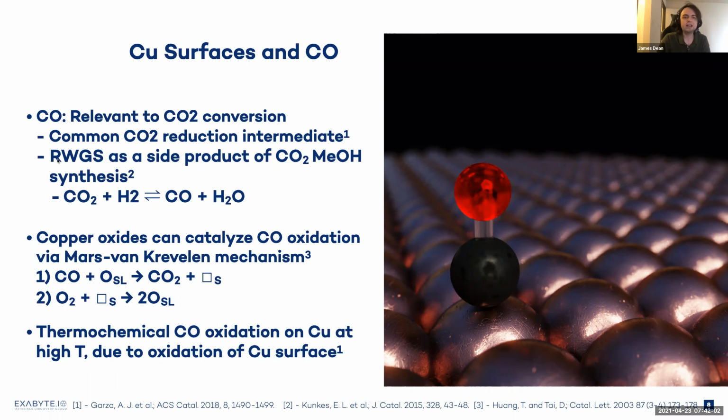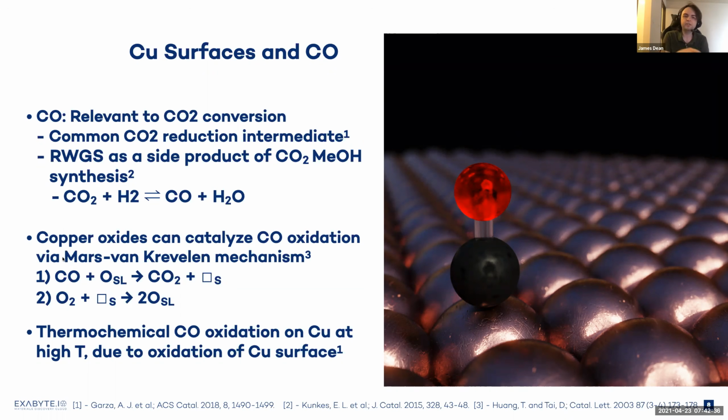Often the reverse water gas shift will be a side reaction that occurs, which we're showing down here, where carbon dioxide can get converted into carbon monoxide. Also on copper, it turns out that copper oxides, not metallic copper, but copper oxides, can actually catalyze the oxidation of carbon monoxide to carbon dioxide. So this is going the other direction, monoxide to dioxide this time. And this proceeds via a Mars-Van Krevelen mechanism of catalysis.